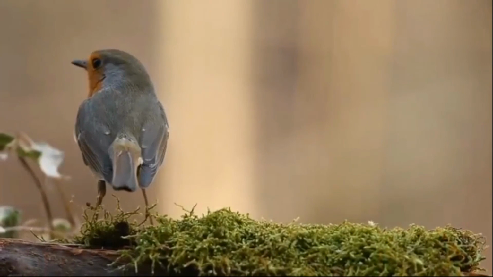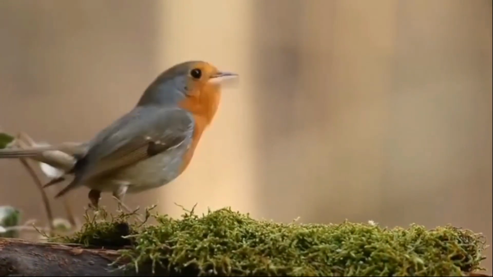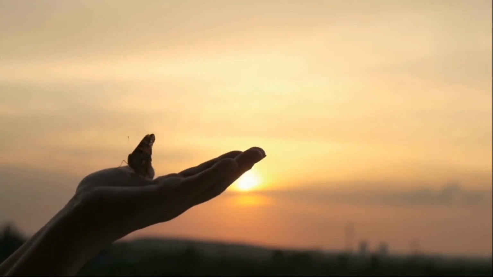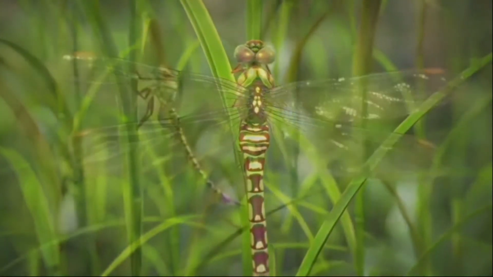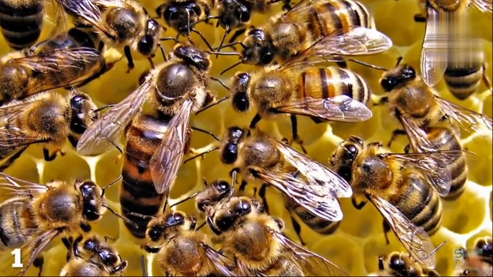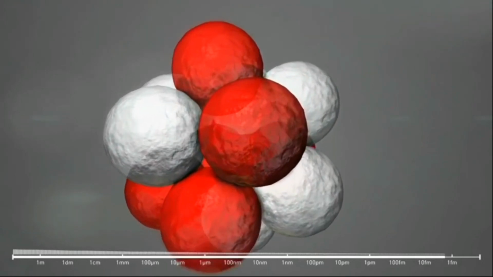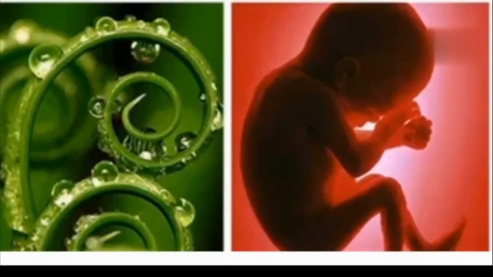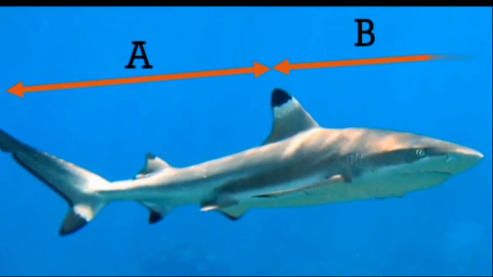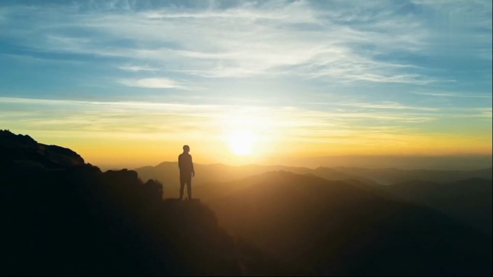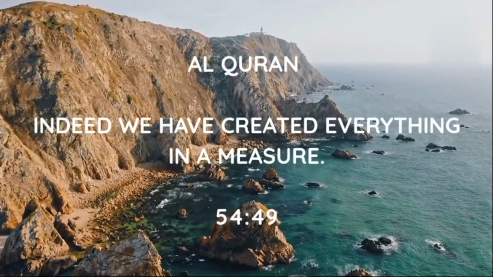The golden ratio is merely something which all human beings are attracted to. Some creatures even live according to the golden ratio. We can also find the golden ratio in objects at the quantum level too. There are many other examples of this golden ratio. This ratio is the evidence that nature has been designed by God. "Indeed, we have created everything in a measure."